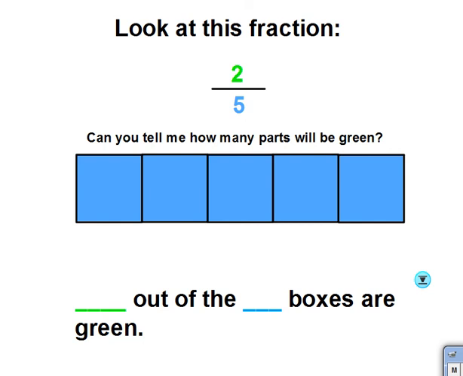Let's look at this fraction. We read this fraction as 2/5, or 2 over 5. 2 representing the number of parts and 5 representing the total number of parts that equal a whole. Can you tell me how many parts will be green? Think time. If you said 2, that is correct. 2 parts will be shaded in green. Therefore, 2 out of the 5 boxes are green.